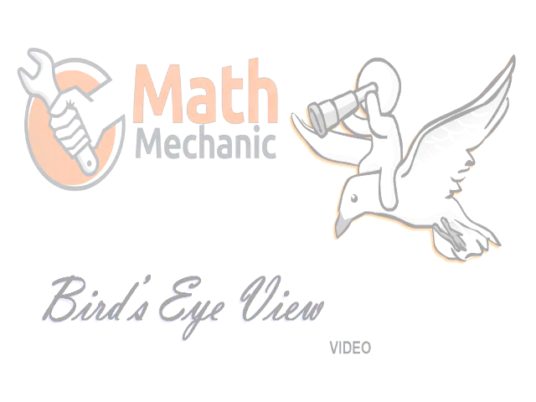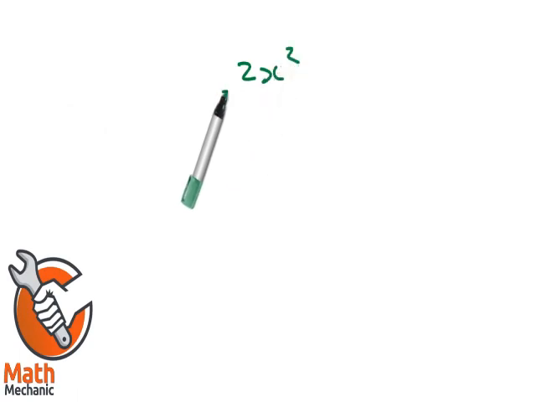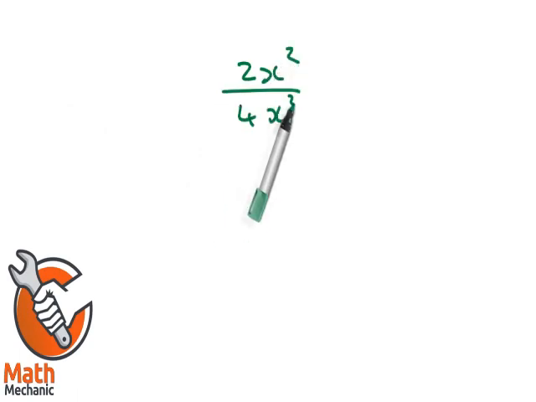When you are working with algebraic fractions, let's say, for instance, you've got 2x squared over 4x to the power of 3. Let's make it a little bit more interesting. Let's add a minus there at the bottom. So we've got 2x squared divided by minus 4x to the power of 3. But that is still a single algebraic fraction.